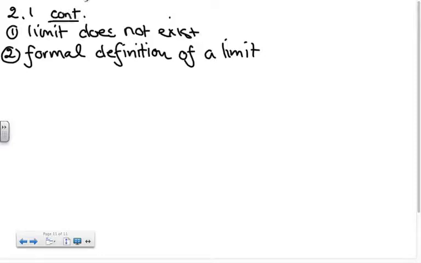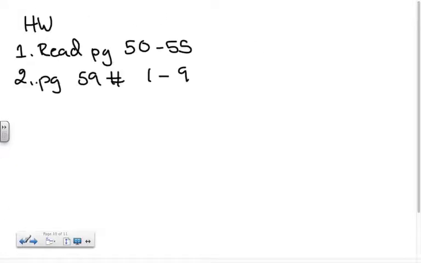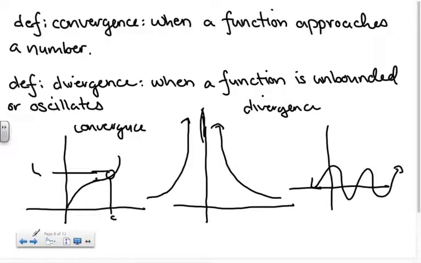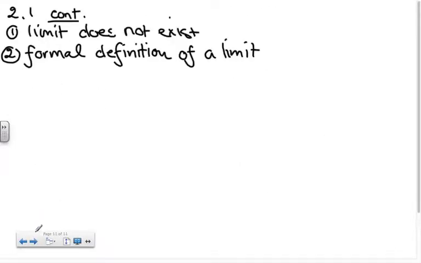Now, in our last lecture, this was a homework assignment from yesterday, we talked briefly about the idea of divergence. Divergence is when a function is unbounded or it oscillates. What that basically means is that it does not approach a unique number. It doesn't approach a number at all. So I'm going to expand the definition of divergence to include this point. I mentioned it a little bit, but I didn't really expand upon it for you, so let's do exactly that.